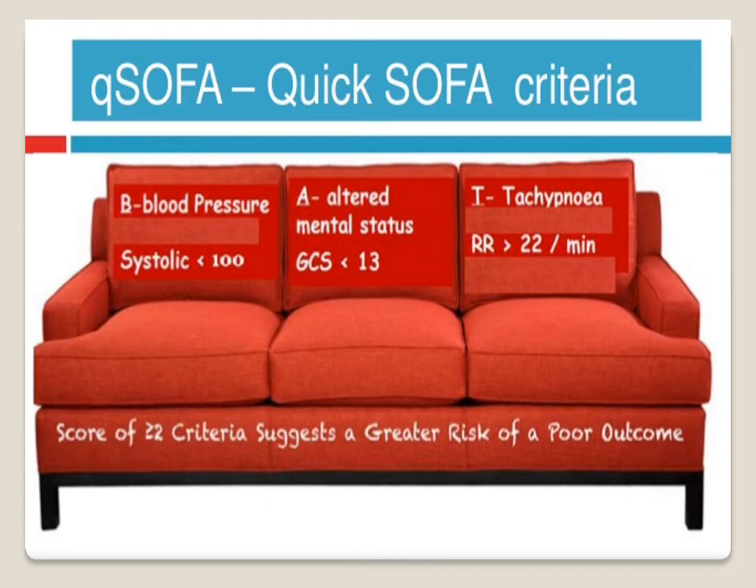SOFA was then simplified to quick SOFA for bedside assessment. Lucky for us obstetricians, it consisted of assessing blood pressure, that's systolic less than 100, altered mental status, that's GCS less than 13, and tachypnea, that's respiratory rate more than 22 per minute. A score of 2 or more criteria suggested greater risk for poor outcome.